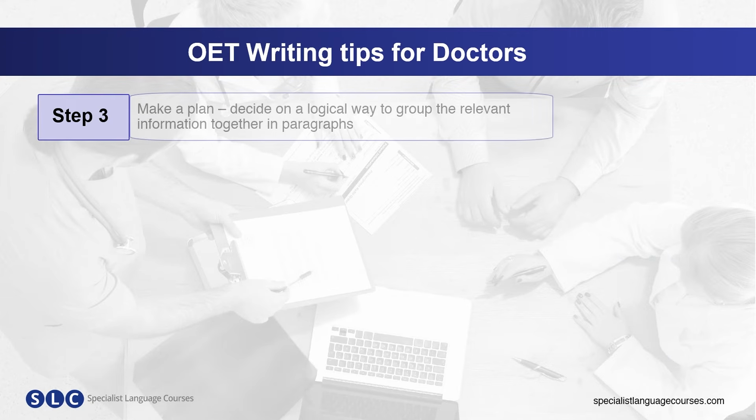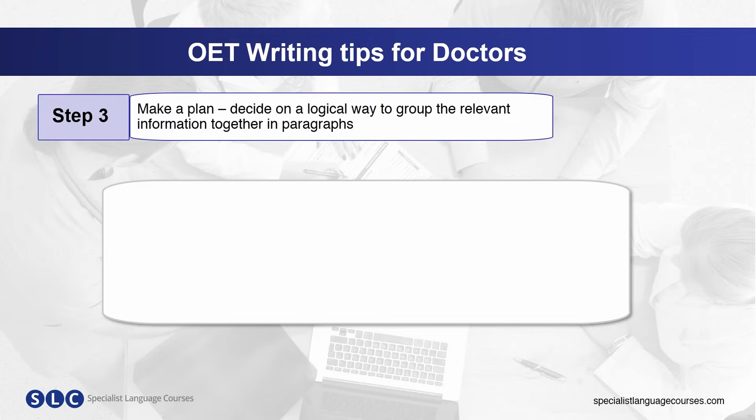Step 3. Make a plan. This will help you stay focused during your writing time, and you can use it as a checklist to make sure you've included the relevant content. There is no set way to organize an OET letter. You need to group the relevant information together in a logical way in paragraphs. So here we have an example plan.